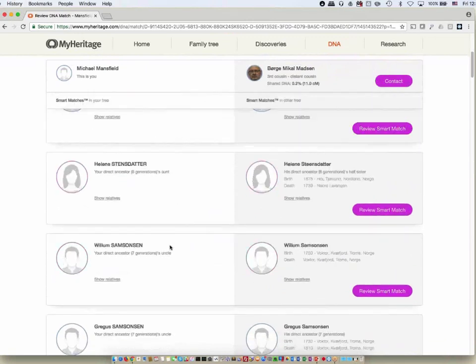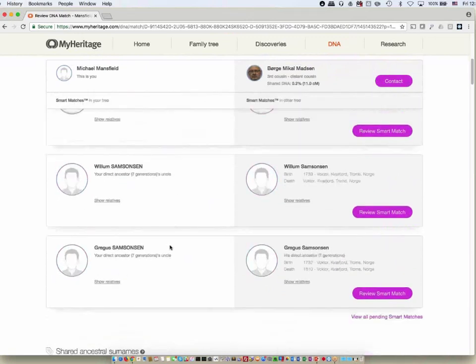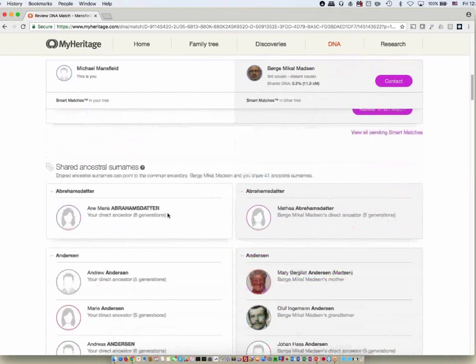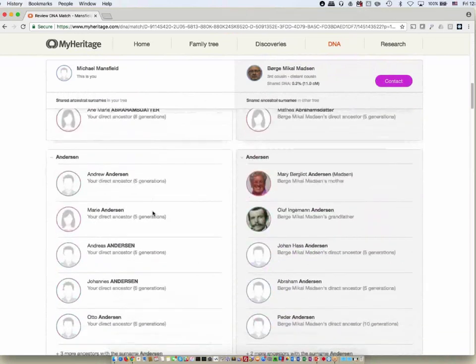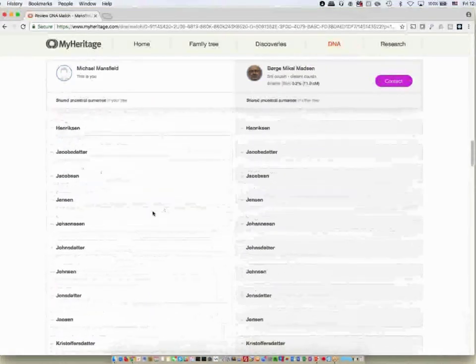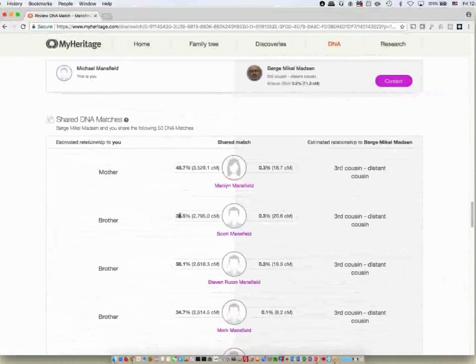This is giving me some good evidence that I have some common ancestors already in my tree with his. It also gives me some information about common surnames. And in Norway, we all have a lot of the same surnames, Andersons, Christiansens, those types of things. And then as I go down the list, I see matches between this gentleman in Norway and other matches that we share.